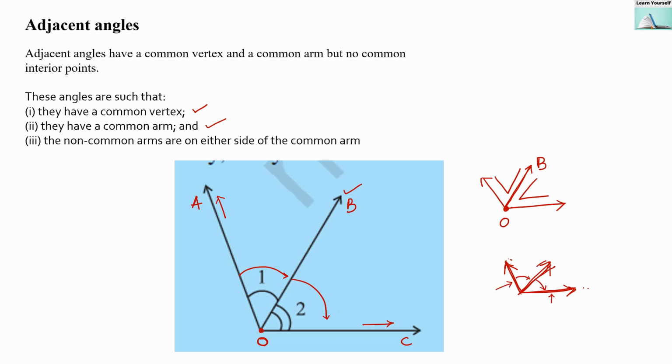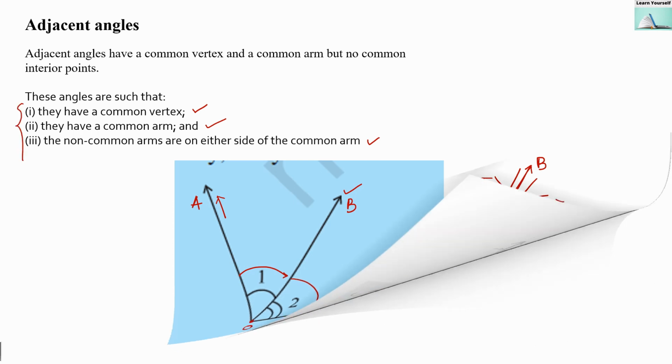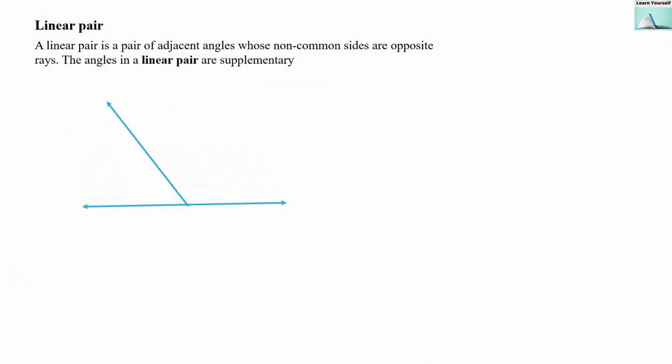That's why it is non-common. So if two angles are fulfilling these three conditions, then they are said to be adjacent angles. Now linear pair. A linear pair of adjacent angles. So adjacent angles only make a linear pair whose non-common sides are opposite rays.